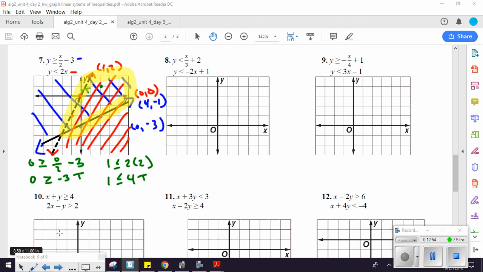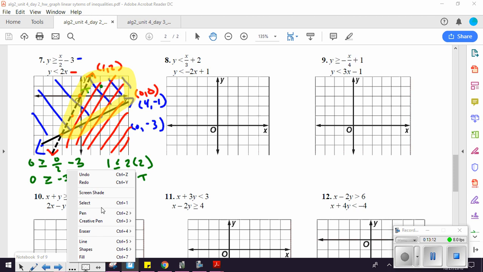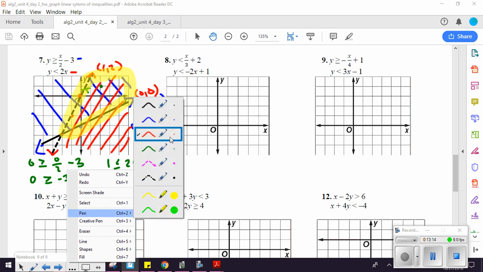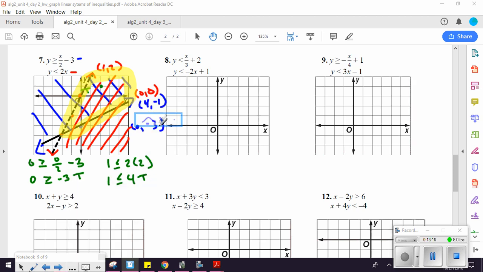Number 9, again, is already ready to go. I just need to graph it. So I'm sure you can handle that one on your own. Let's look at number 11. I will help you write it in slope-intercept form, and then you're on your own.